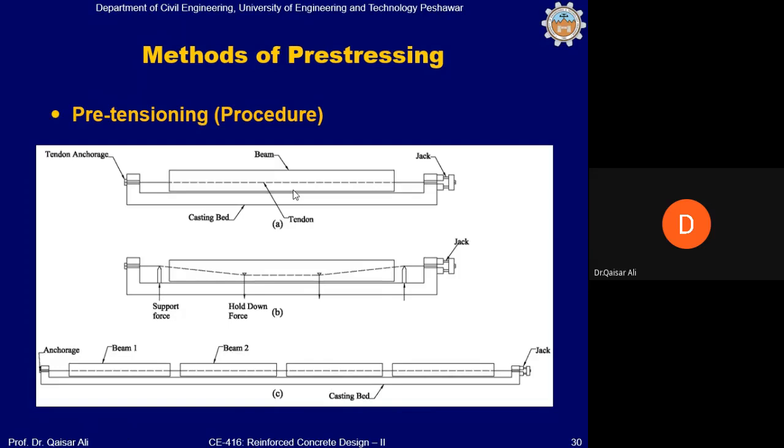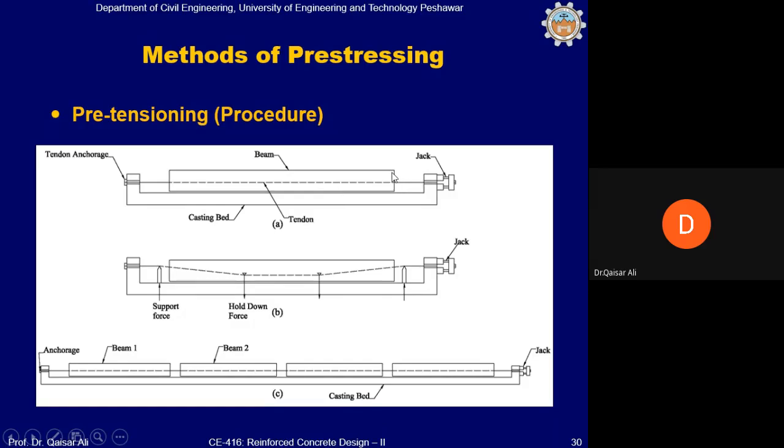Okay, this is an assembly for producing one girder at one time. You can see an anchorage here on this side. The wire is anchored on this side, then passed through the formwork, and with the help of a jack it is stretched on this side and left in the stretched position. Then the concrete is poured in the formwork. When the concrete gains its full strength, the wires are cut from this side and also from this side. Then, as the wire tends to regain its original length, it applies the pre-compression force as explained earlier.